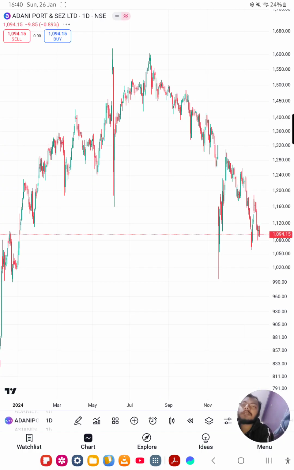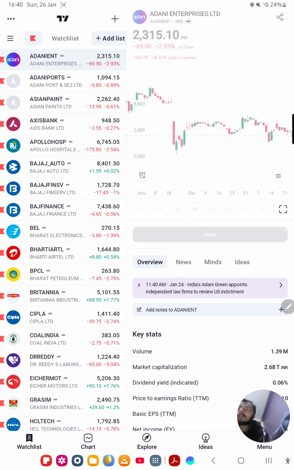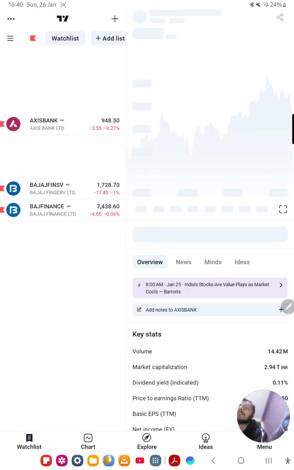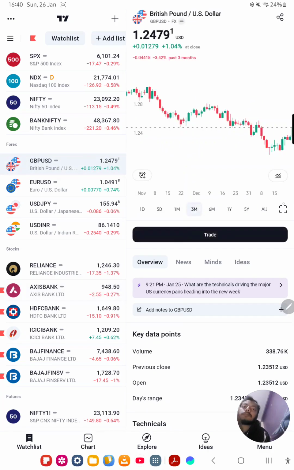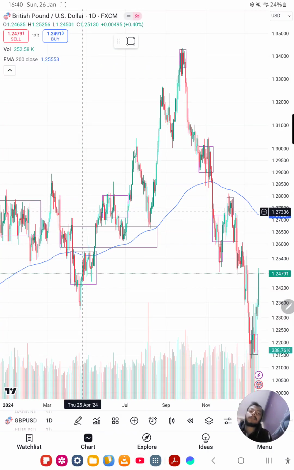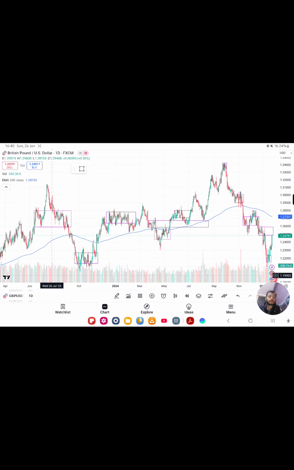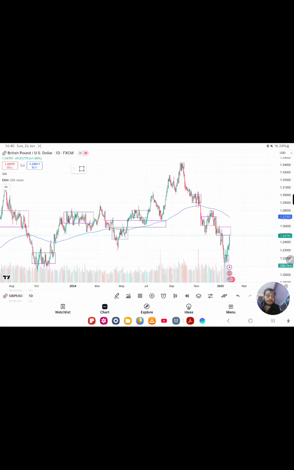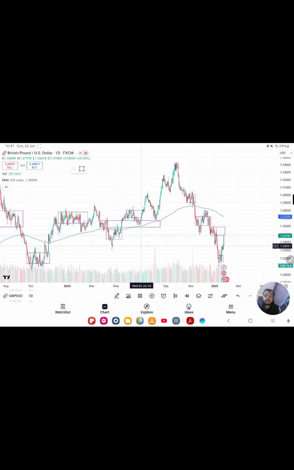Okay, let it load. I don't think it will take much. There were some instruments where I had previously drawn, so let me show them to you. Let me move it into landscape mode. Okay, yep, so here it goes. This is a British pound versus US dollar chart, and this is the daily chart.